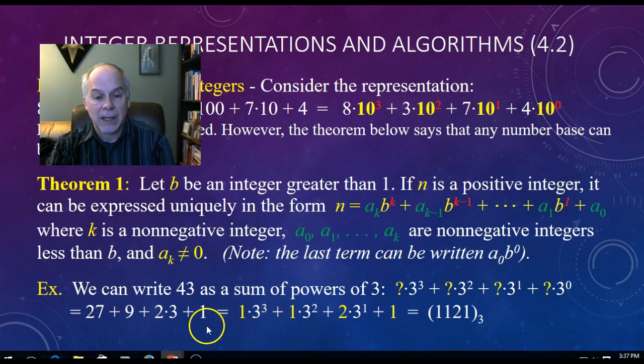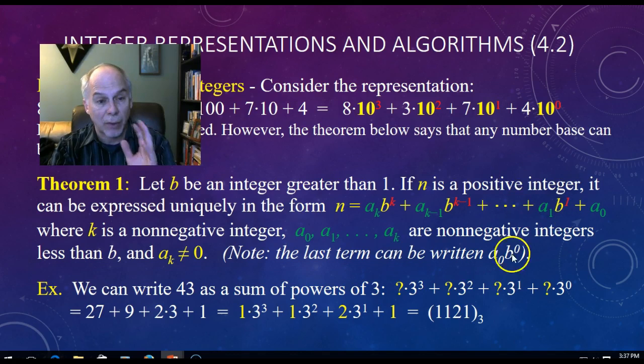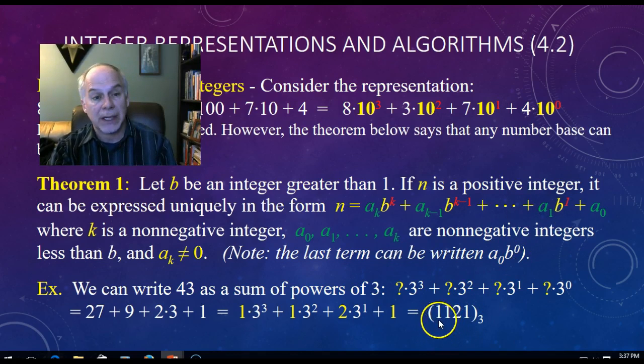Okay. Now, looking at just the coefficients, the number is 1, 1, 2, 1. All right. So that right there is what we call the base 3 representation of the number 43. So the number 43, if we were using base 3, would be 1, 1, 2, 1.